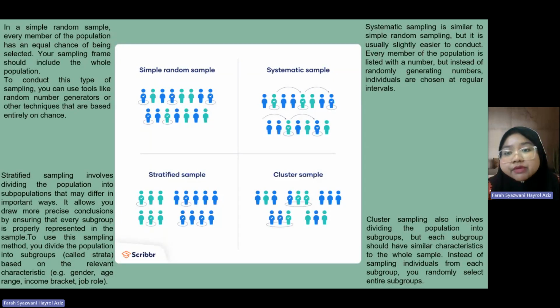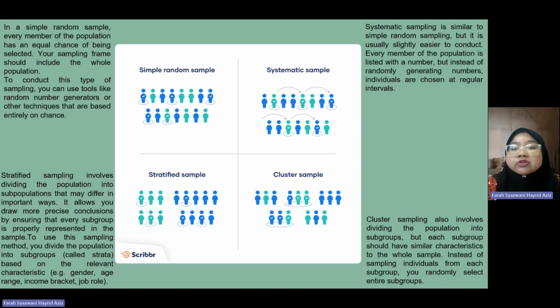In a simple random sample, every member of the population has an equal chance of being selected. Your sampling frame should include the whole population. To conduct this type of sampling, you can use tools like random number generators or other techniques that are based entirely on chance.